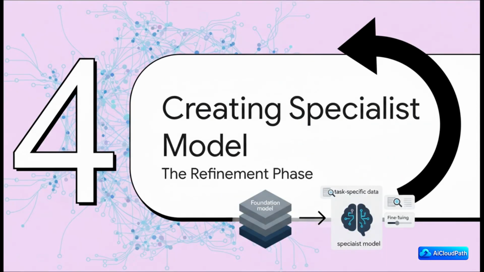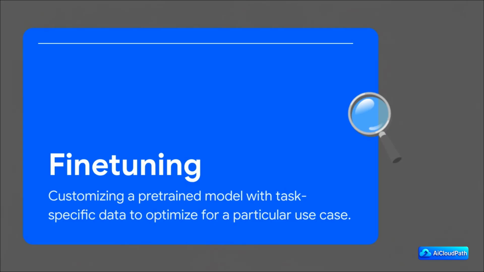Okay, so now we have our generalist model. It knows a little bit about a lot of stuff. But what if we needed to do one specific job and do it exceptionally well? Well, that's when we enter the refinement phase. The secret sauce here is a process called fine-tuning. Basically, you take your powerful pre-trained generalist and you train it just a little bit more. But this time, you use a much smaller, super specialized data set. This process sharpens its broad knowledge and optimizes it for one particular job.